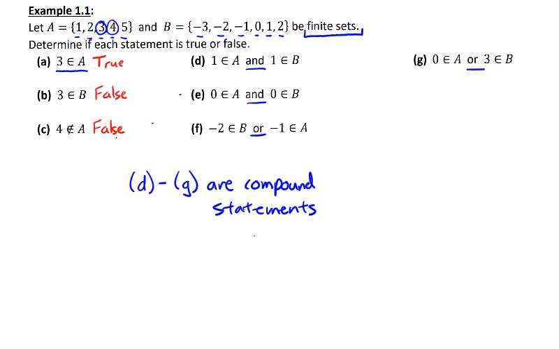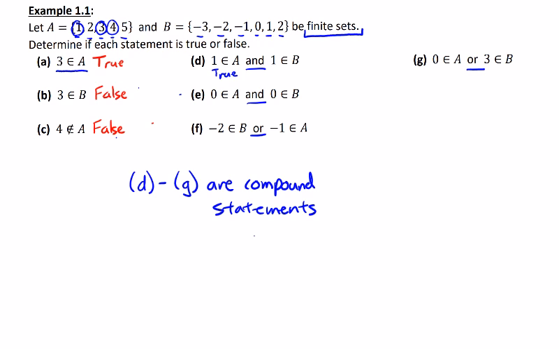When we're dealing with a compound statement, you must first identify the validity of each statement individually. Then you check to see how does the word and or the word or then give us the validity of the compound statement, which is both of the statements put together. So let me go back to part D where it says 1 is an element of A. That's the first statement. Let's check to see if that's true or not. 1 is an element of A. And yes, I see that 1 is an element of A. So this statement on its own is true.